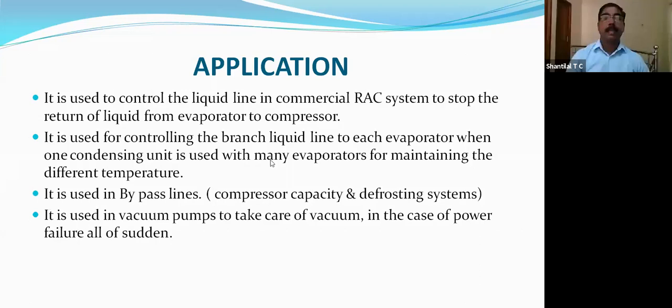Like in a commercial system liquid line, when the compressor stops, the line is also immediately stopped. Then refrigerant does not go to the evaporator or suction side, and starting is very easy. Otherwise, more liquid refrigerant reaches the suction side, the pressure will be more, and starting is difficult. For that purpose, we use a solenoid valve or hand valve in the liquid line to stop the line.